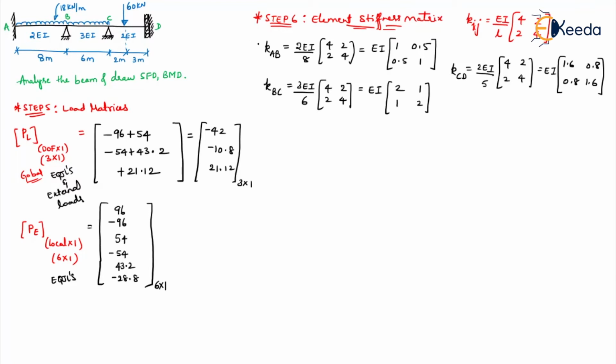Okay, so these are your element stiffness matrices. There are 3 elements, so 3 members. So 3 element stiffness matrices will come. So what is the next step? Step number 7 is what?